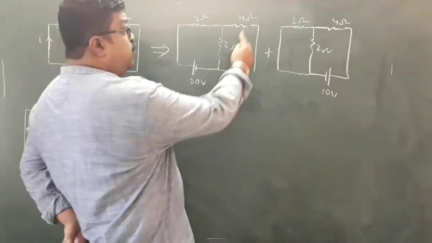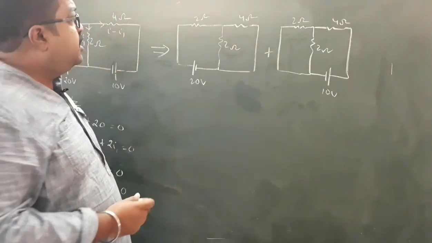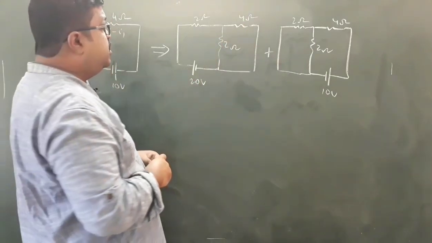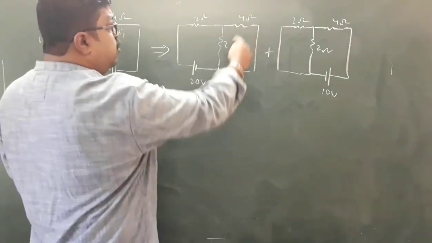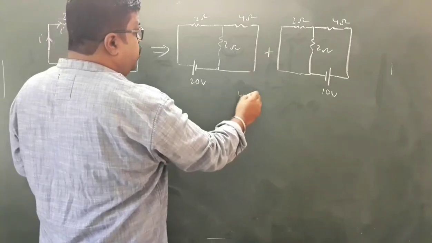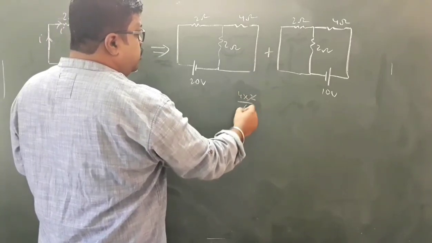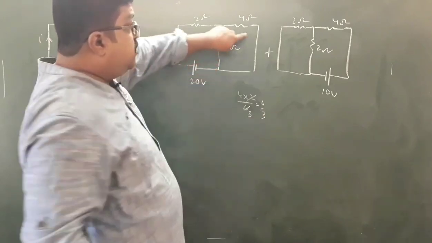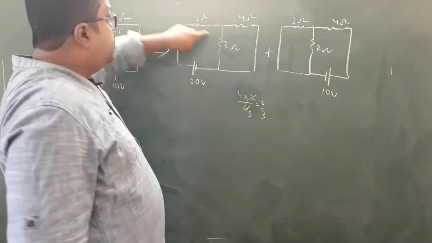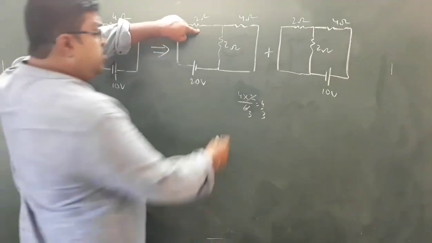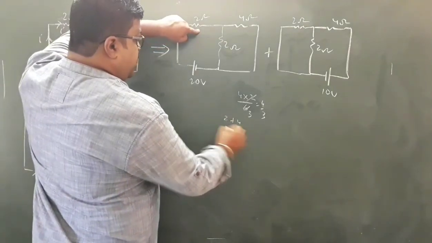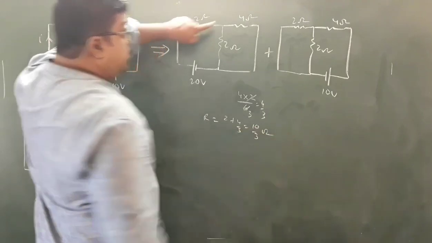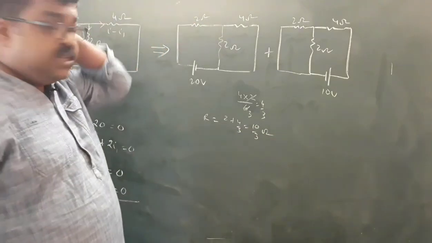So now this 4 ohm and 2 ohm are in parallel, and this combination is in series with this 2 ohm resistor. So 4 ohm and 2 ohm in parallel means 4 into 2 divided by 4 plus 2, so this is 4 by 3. Okay, so this equivalent resistance is 4 by 3. This is in series with this 2 ohm, so the total resistance is 2 plus 4 by 3. So this is equal to 10 by 3 ohm. So 10 by 3 ohm is the total resistance of the circuit.